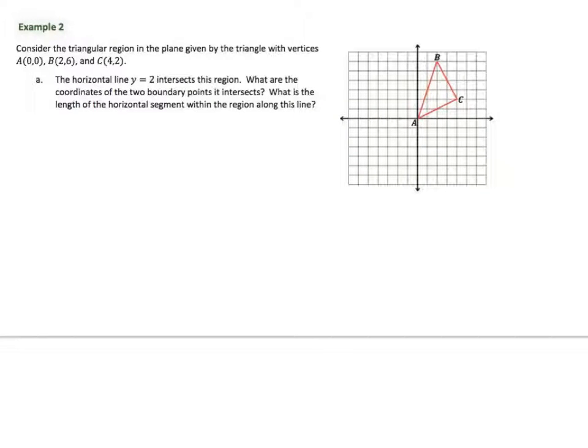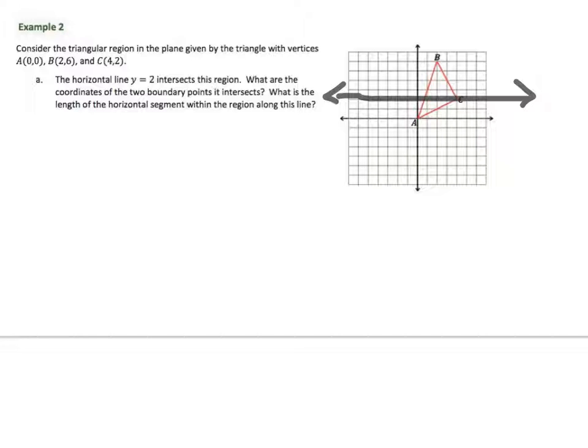All right, let's step it up a little bit and get some harder problems. So let's read. Consider the triangular region in the plane given by the triangle with vertices shown. The horizontal line, y equals 2, intersects this region. What are the coordinates of the 2 boundary points it intersects? What is the length of the horizontal segment within the region along this line?